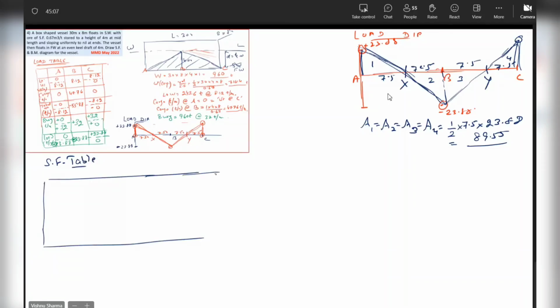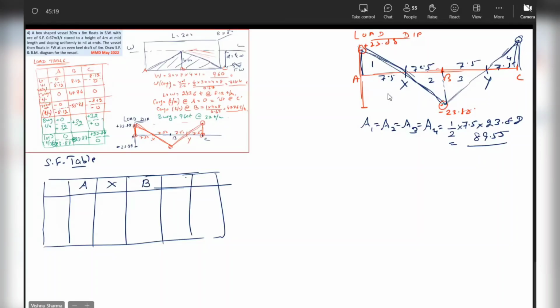And we'll keep repeating the areas. Now there will be no divisions, so it is one thing only. So 1, 2, 3, 4, and 5. Sequence will be A, then X. Be careful from the diagram, guys. B, Y, and C. This will be SF in tons.